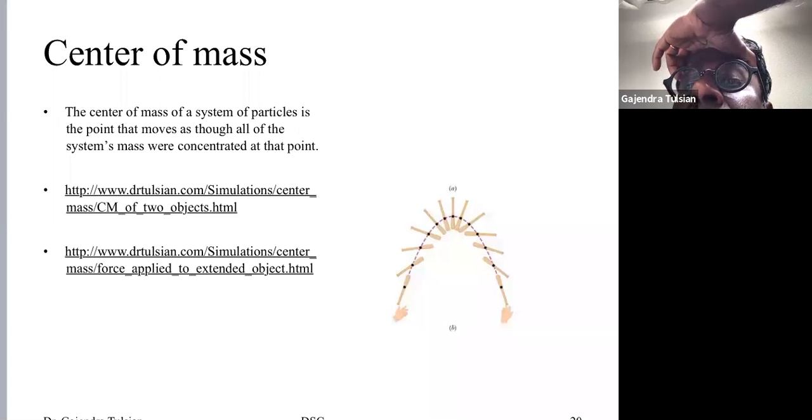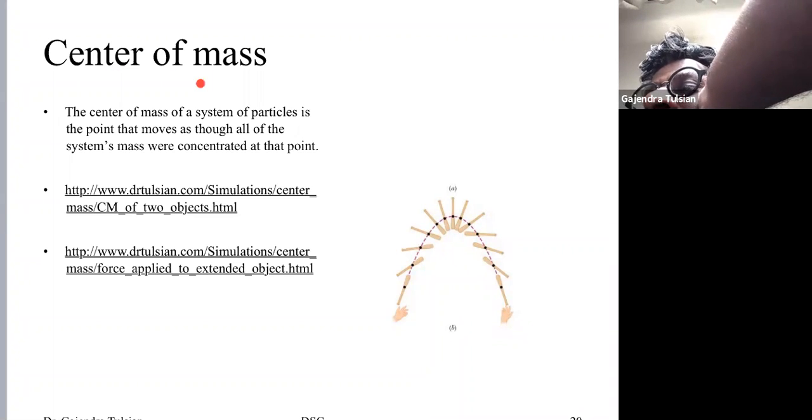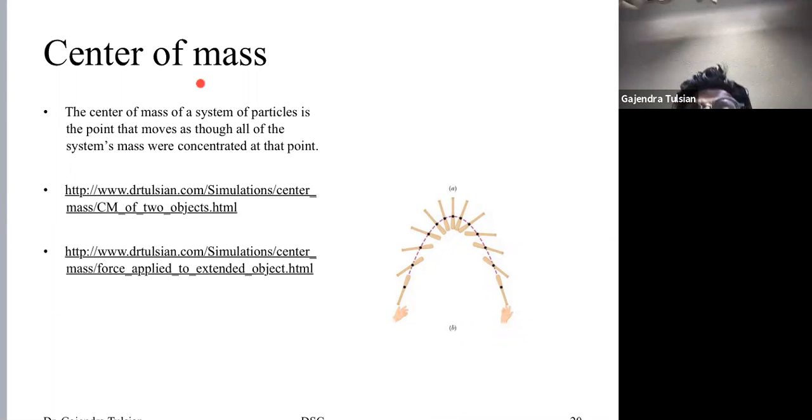Okay, now we'll talk about something called the center of mass of a system. Here's an important concept. You guys remember that when you throw an object in a constant gravitational field, the path is a parabolic path. When you toss a ball, it goes on a parabolic path.